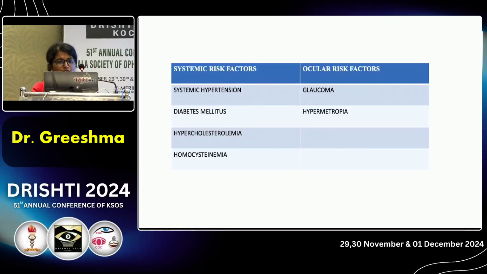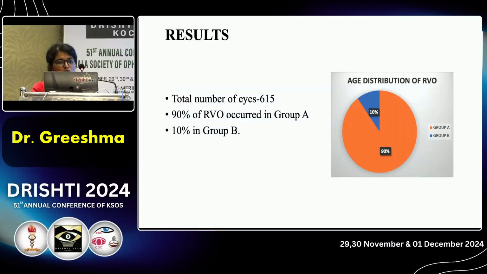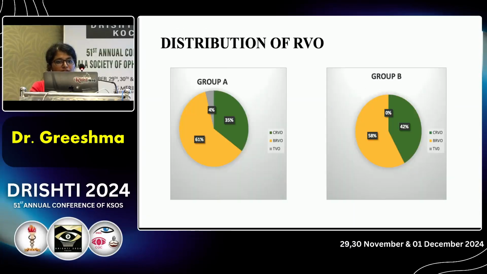So the risk factors include both systemic and ocular. Systemic risk factors are systemic hypertension, diabetes mellitus, hypercholesterolemia and homocystinemia. Ocular risk factors include glaucoma and hypermetropia. Coming to results, total number of eyes taken were 615, and it was noted that 90% of the retinal vein occlusion occurred in group A, that is more than 50 years of age group, and 10% occurred in group B, that is younger patients. Coming to distribution of retinal vein occlusion, in group A, 35% had CRVO, 61% had BRVO and 4% had TVO. In group B, that is in younger patients, 42% had CRVO, 58% had BRVO and none of them presented with tributary vein occlusion.